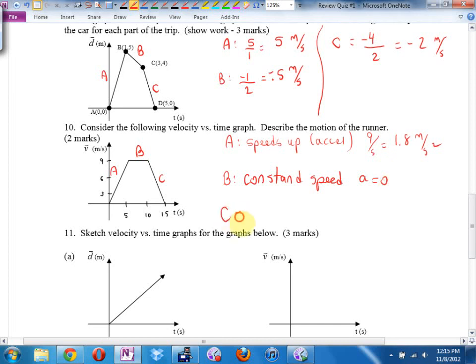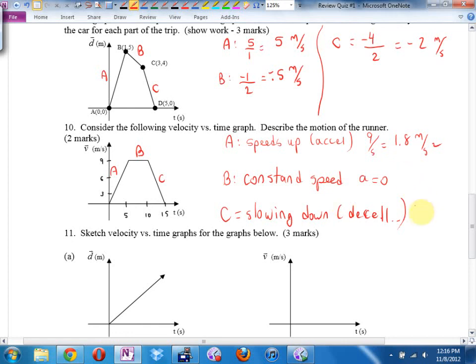C, what's happening here? Slowing down. If you said slowing down, what's the fancy physics word for slowing down? What's the opposite of accelerating? If you wrote decelerating, that would be good as well. Is there 2 C's or 1 C in decelerating? 1 C, decelerating.